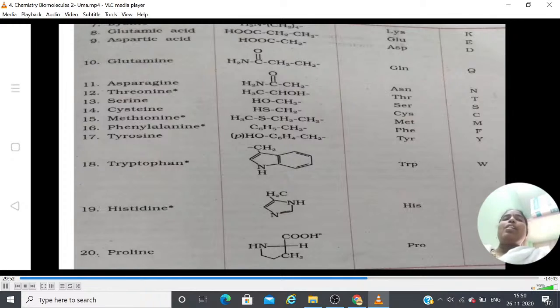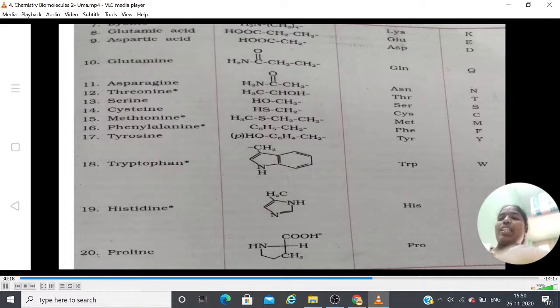Star symbol. So here NH2, CH2 taken 4 times are the branch present in the amino acid. This 3 letter symbol is LYS, and the code is K. This is the 7th amino acid, lysine, an essential amino acid also.